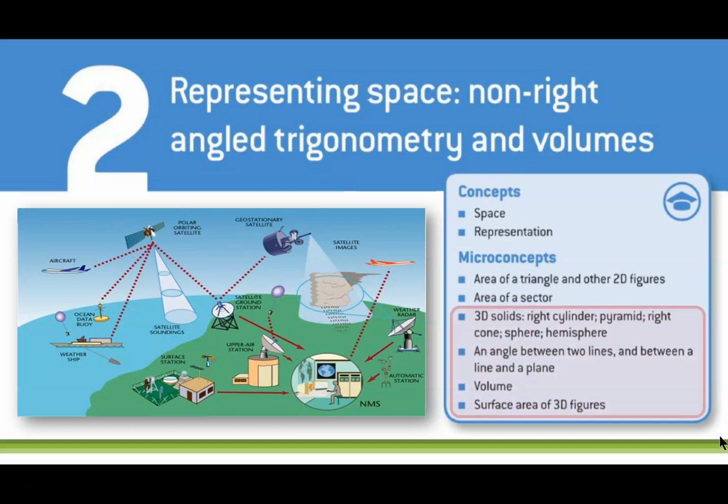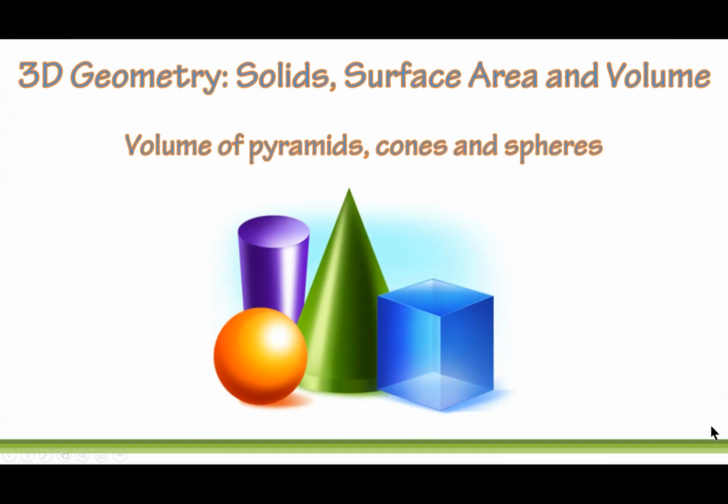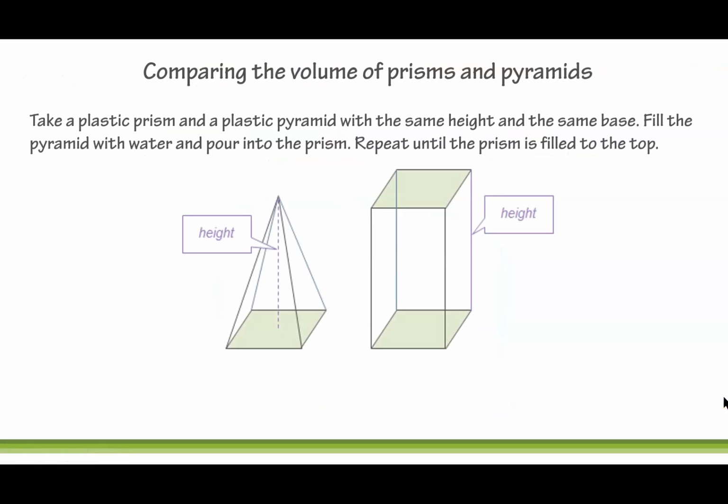Let's take a look. Here are the micro concepts on the list from our chapter introduction. And we're getting quite nearly, as I say, to the end of this topic in chapter 2. So once again, we're dealing with 3D geometry, solids, surface areas and volumes, and today we're going to be dealing specifically with the non-prisms. These are pyramids, cones, and spheres.